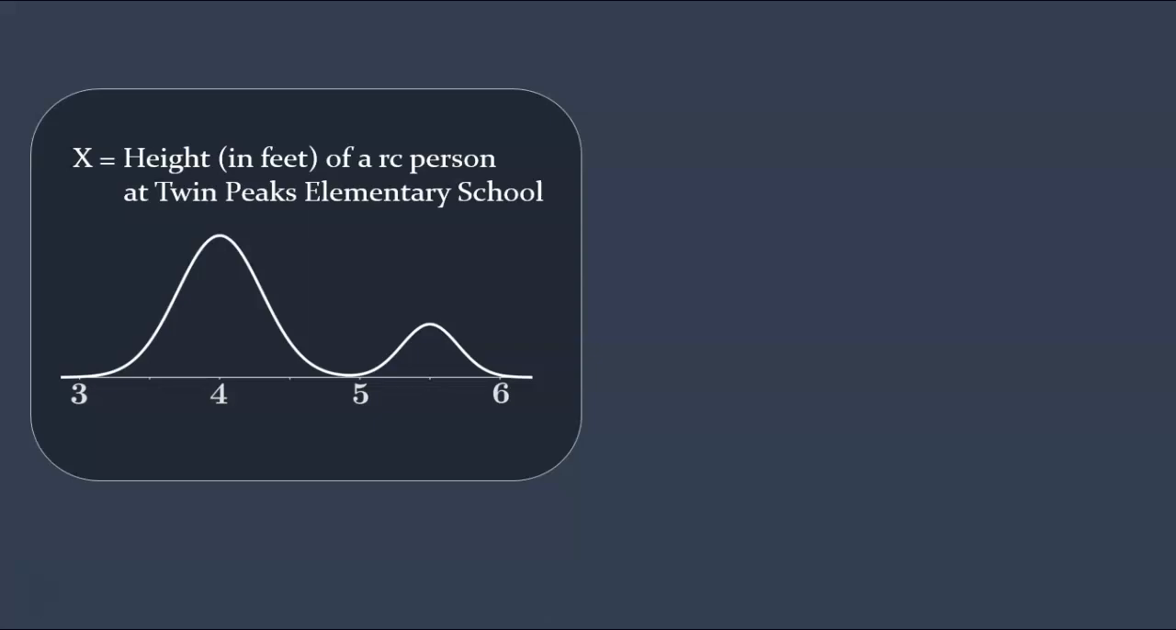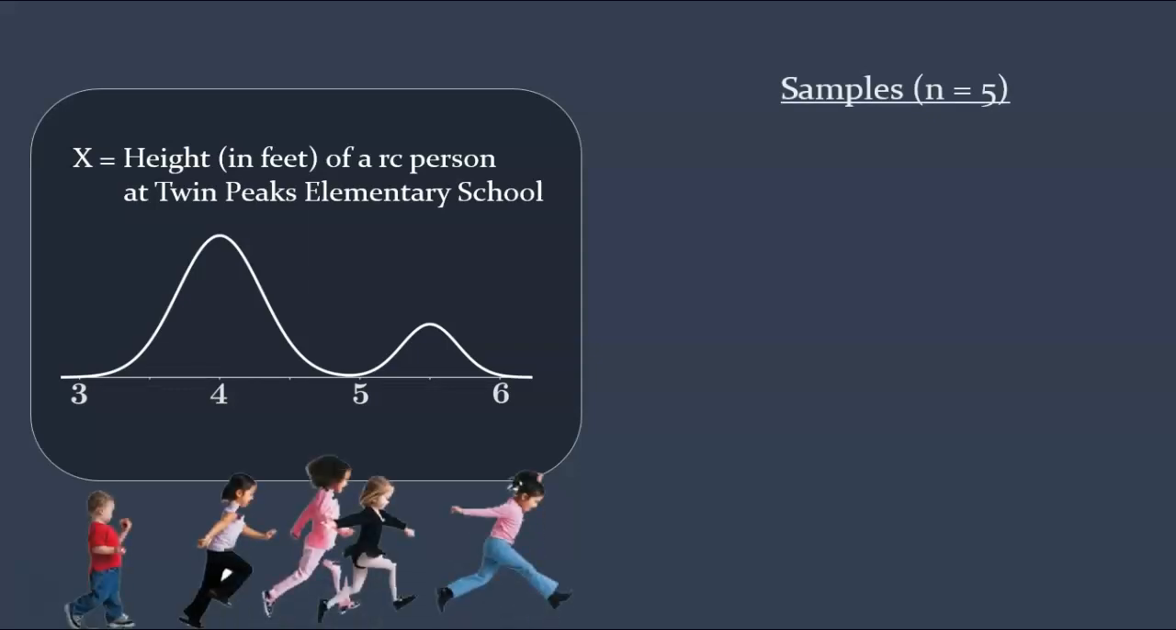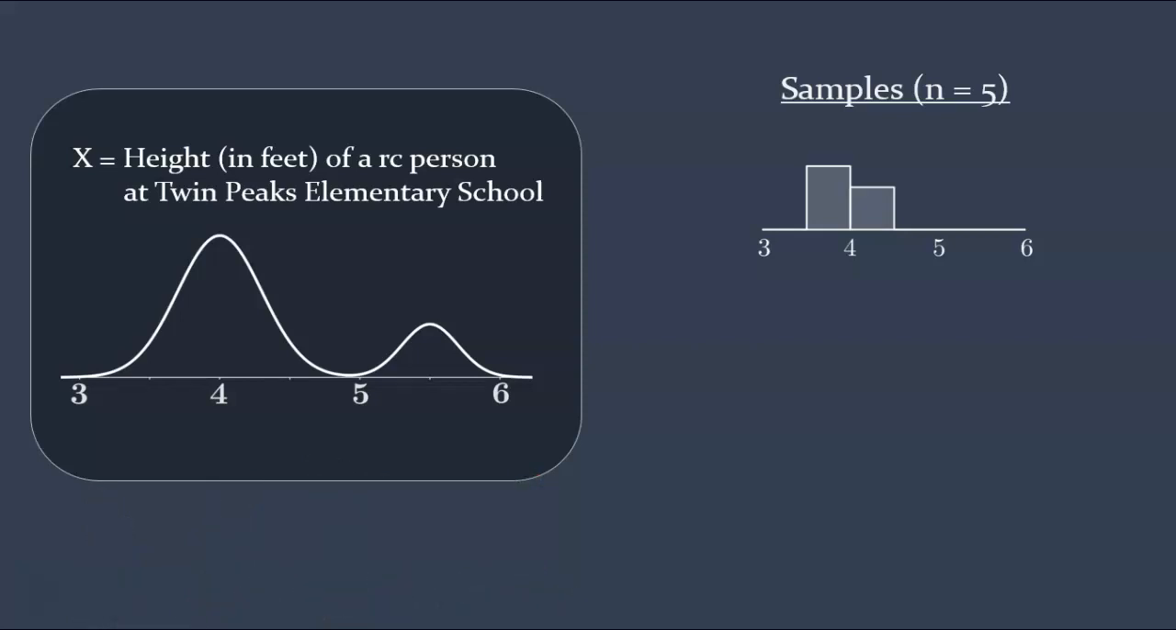Suppose we were to take random samples of 5 people at the school and measure their heights. Here's our first sample. The luck of the draw gave us 5 kids. If we were to make a crude bar graph of their heights, we'd get something like this. 3 of the kids are between 3.5 and 4 feet tall. 2 of them are between 4 and 4.5 feet. I'm leaving off the vertical axis here to reduce clutter, and because, as you'll see, I only care about the general shape of the bar graph.